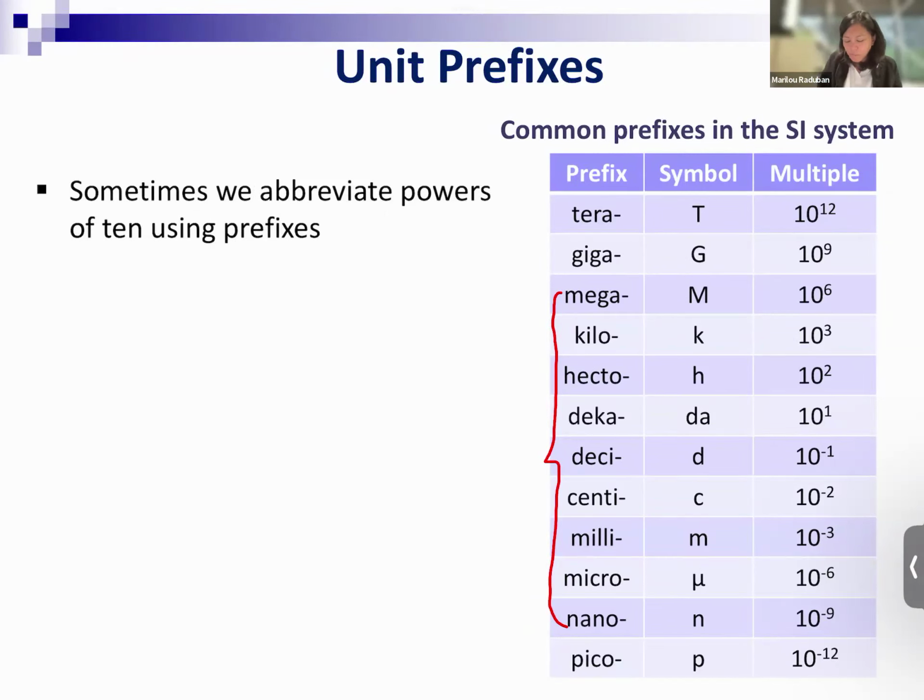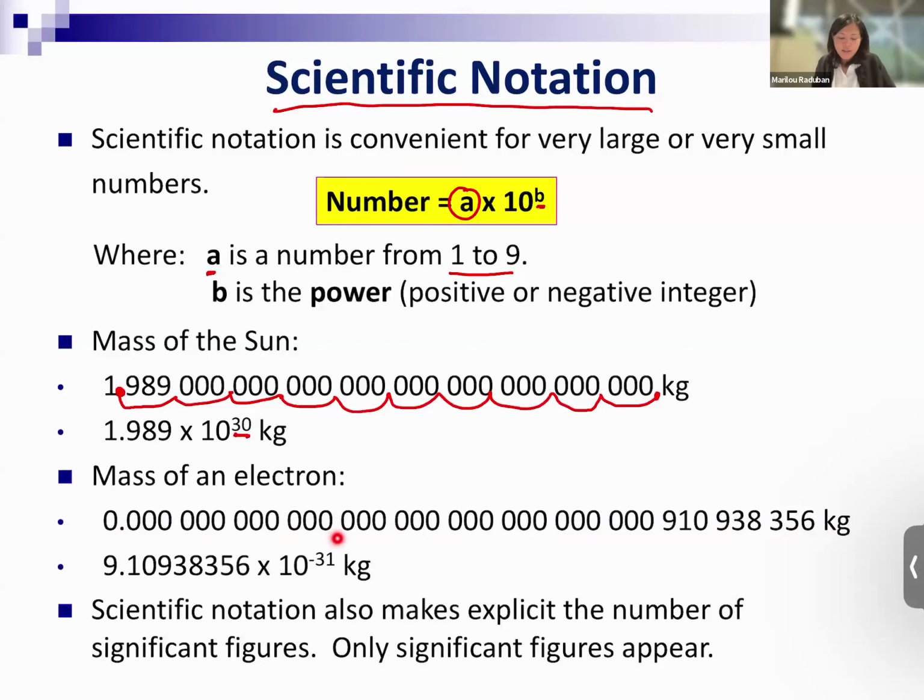On the other hand, let's look at a very, very small number, the mass of an electron. You have 0 point something, so that means you are dealing with a number less than 1. Again, a similar procedure to write this in scientific notation: you need to move the decimal place so that you arrive at a number between 1 and 9.